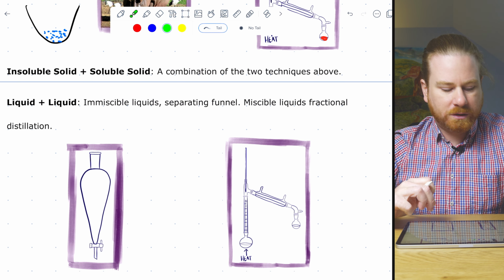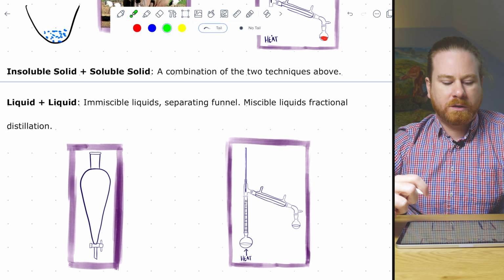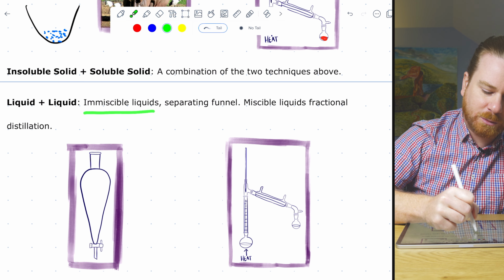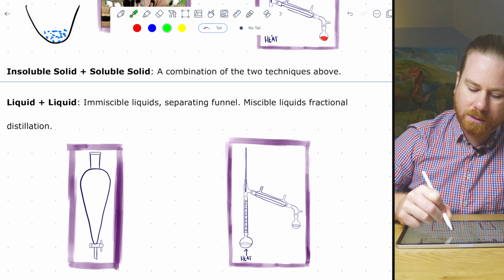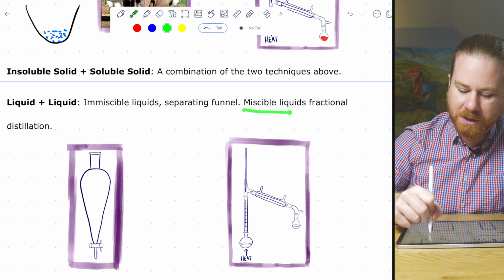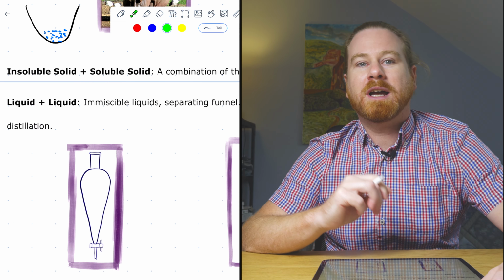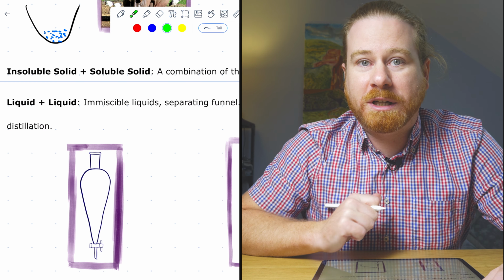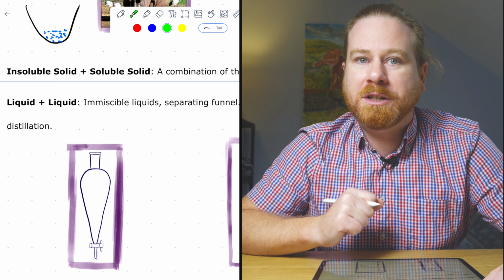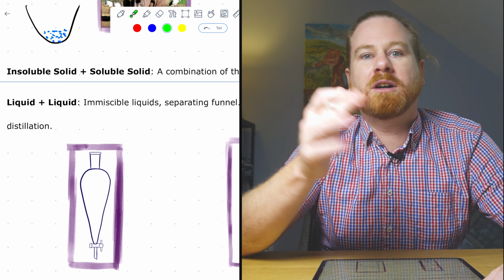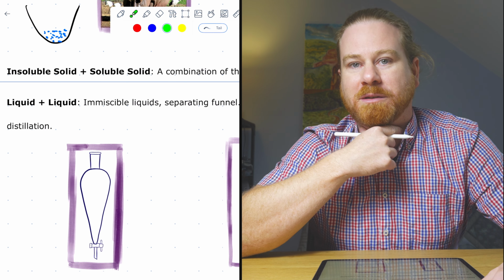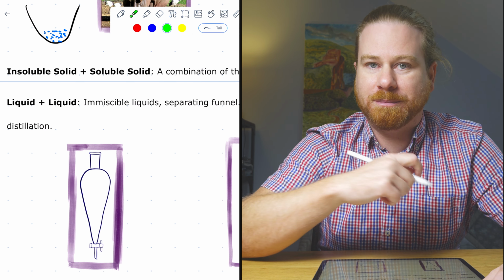Okay, so moving on to liquids now. We've got two techniques. We've got immiscible liquids, which use a separating funnel, or we've got miscible liquids, which use fractional distillation. You can imagine the immiscible liquids as different fish who don't get on. So you drain half the tank, and the more dense fish would be at the bottom.